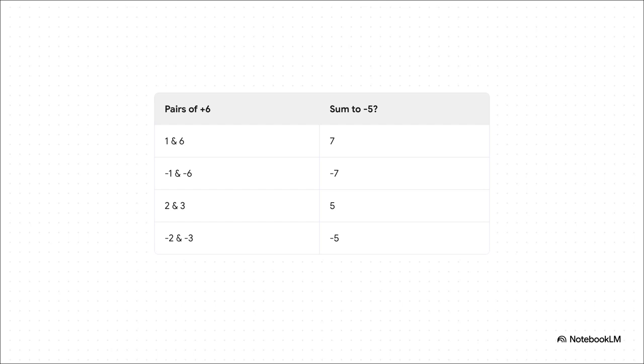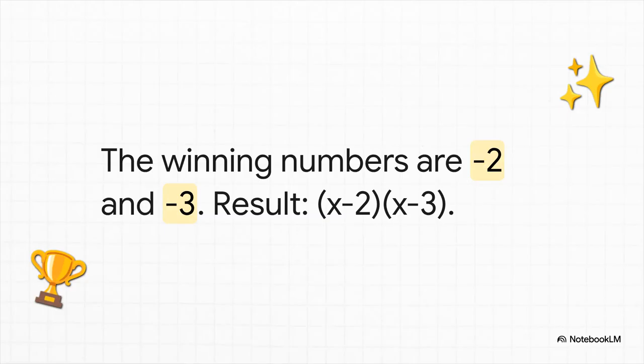Incorrect. 2 and 3 add to positive 5. Ooh, close, but no. Now look at -2 and -3. They multiply to make positive 6, and they add together to make -5. Bingo! We've got our match. And once you've solved that number puzzle, you have essentially beaten the level.